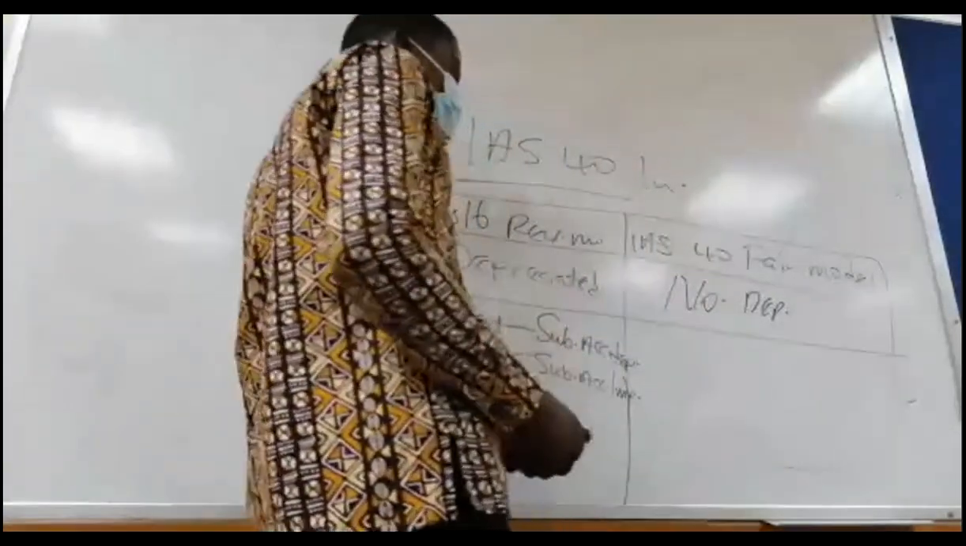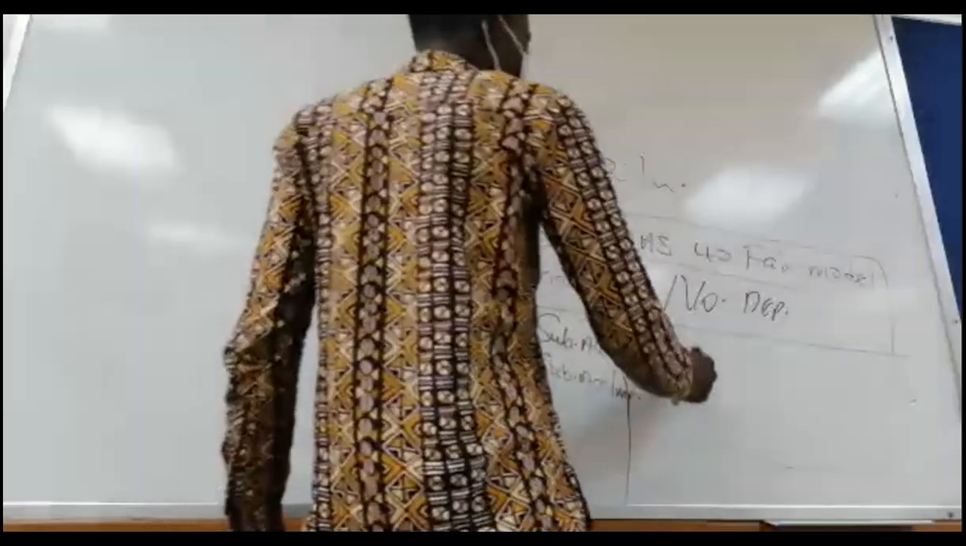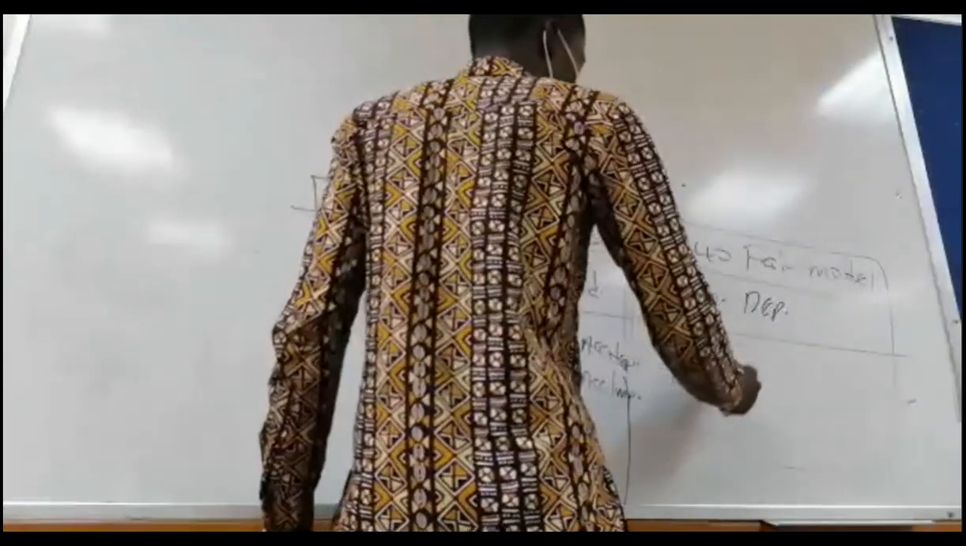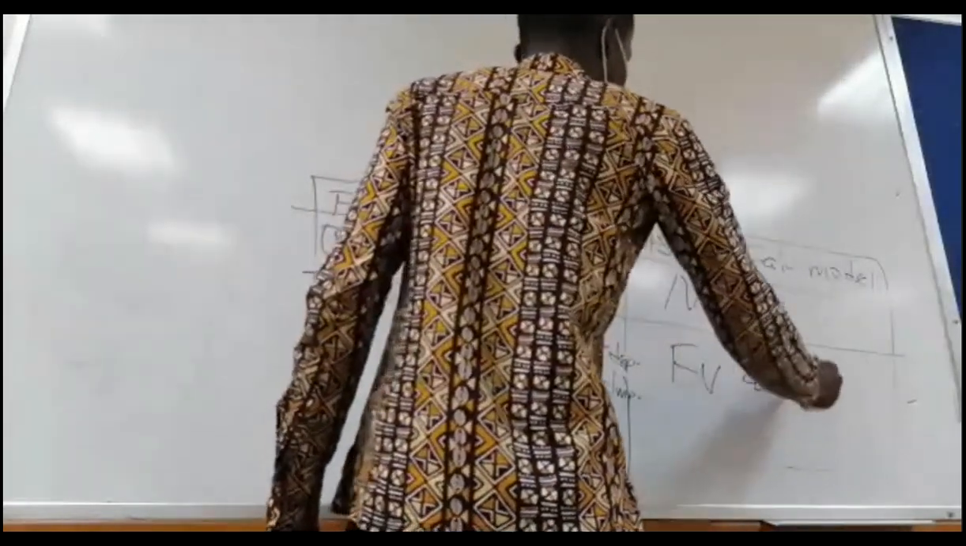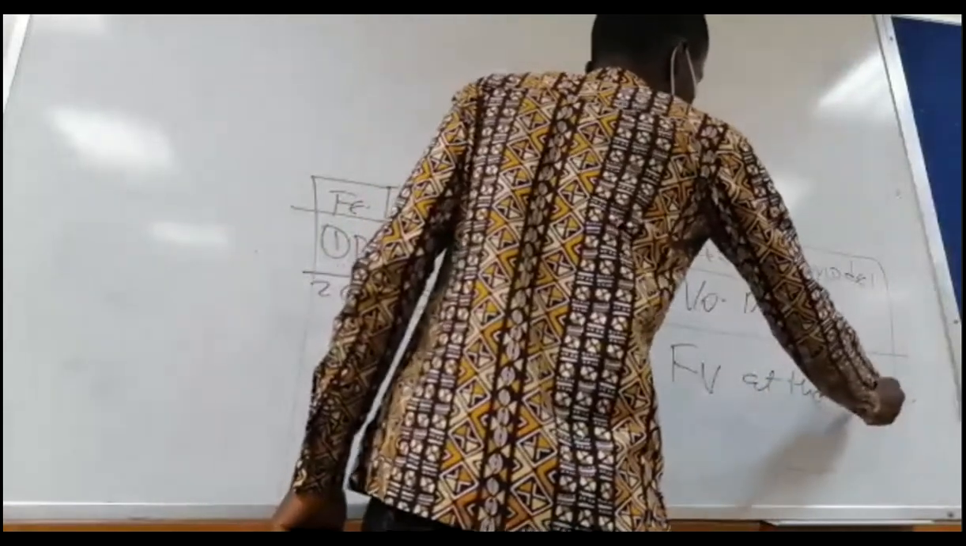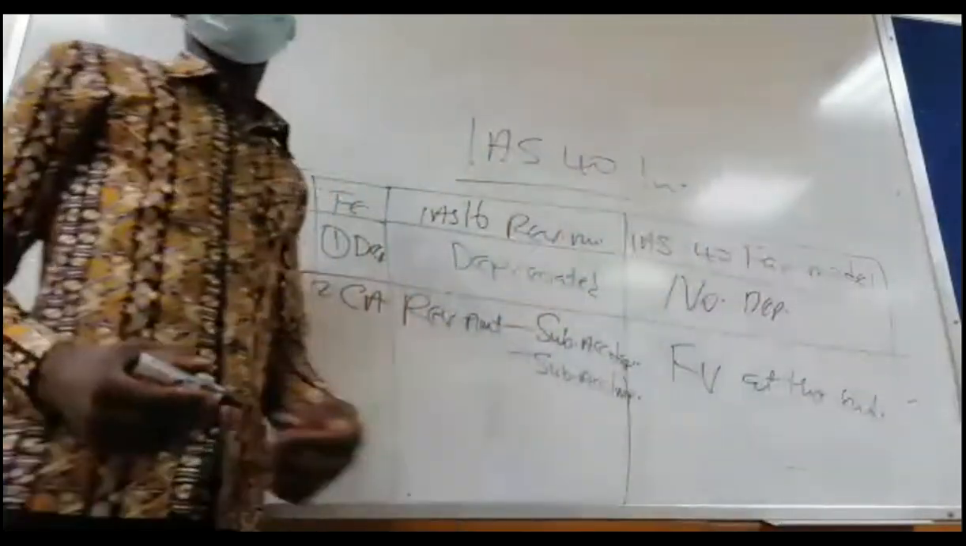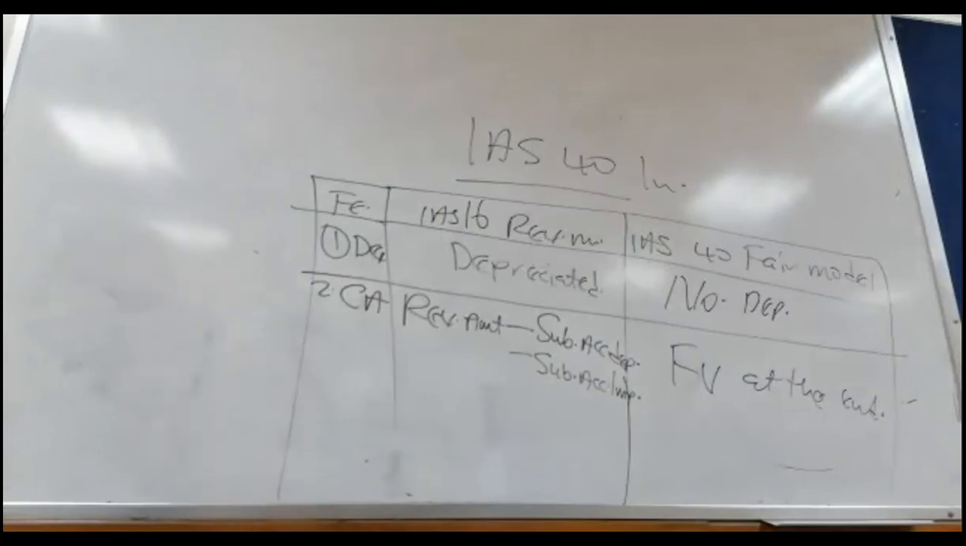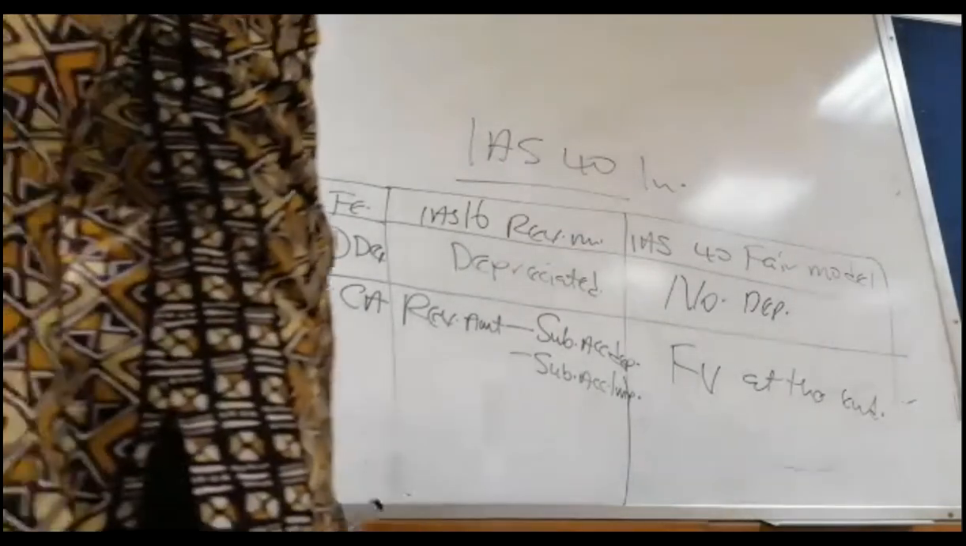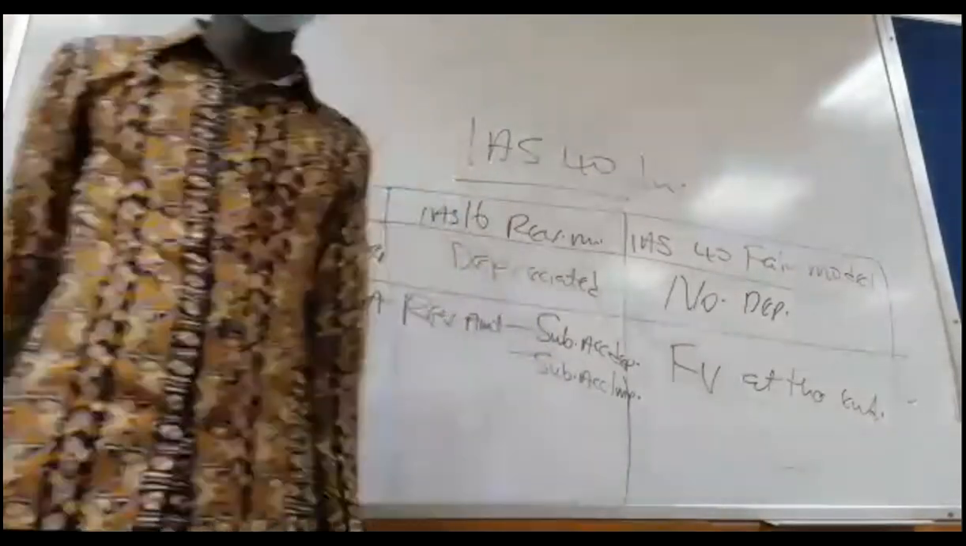What about the fair value model? Because we don't depreciate it, we pick the fair value at the end of the reporting period. So it's equal to the fair value at the end of the reporting period, whereas the revaluation model is the revalued amount less subsequent accumulated depreciation less subsequent accumulated impairment loss.